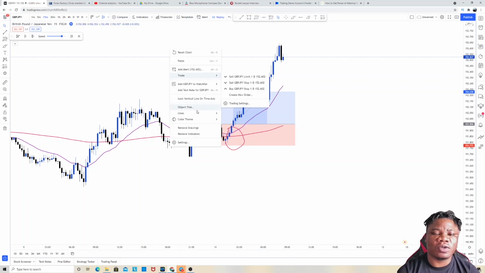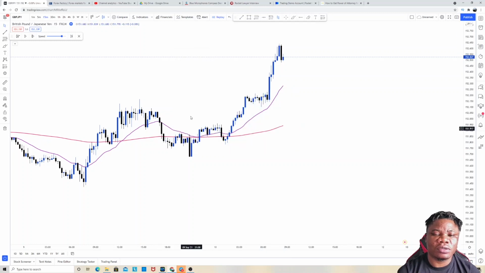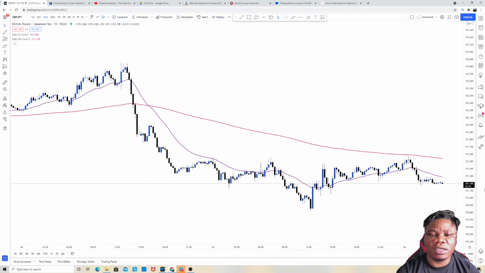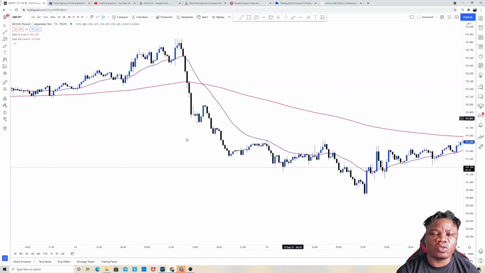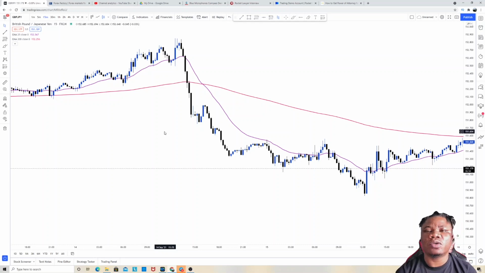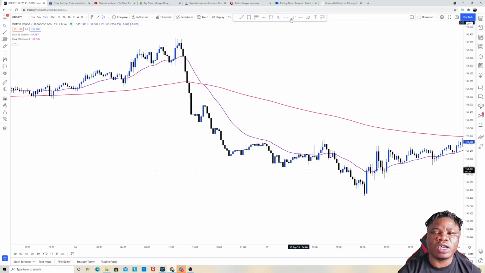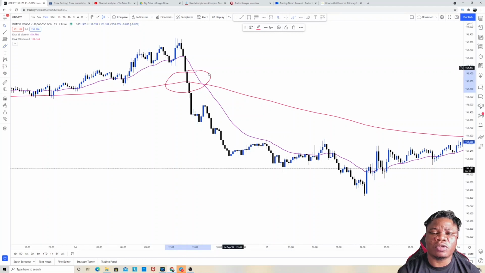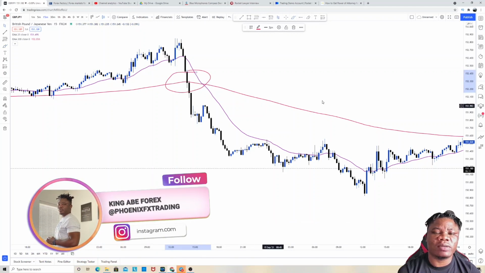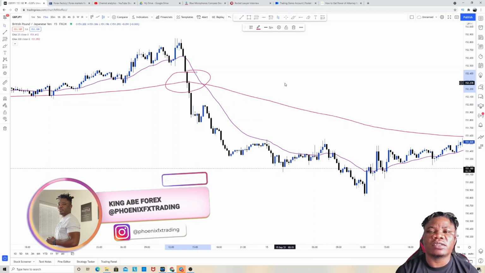Now let's look for a sell position here real quick. For sells, we need price to be below the 25 EMA and also below the 200 EMA. Once we have that confirmation, before we get in our sell position, we need to see a pullback. And right over here, we can see we have price below the two EMAs. Now that we have that condition met, it's time for us to sit back and wait for a pullback.